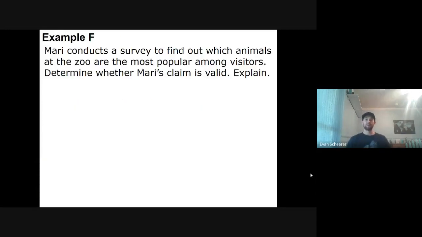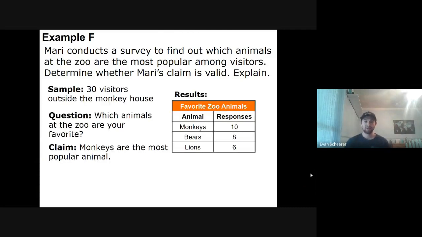So, for example, Mary conducts a survey to find out which animals at the zoo are most popular amongst visitors. Determine whether Mary's claim is valid. She sampled 30 visitors outside the monkey house, and she asked which zoo animal is your favorite. 10 people said monkeys, 8 people said bears, 6 people said lions, and that's only, let's see, 24. So there were a couple other random ones that they didn't pick. But she realized 10 people said monkeys, so monkeys must be the most popular animal at the zoo. Is this valid? What's the answer?